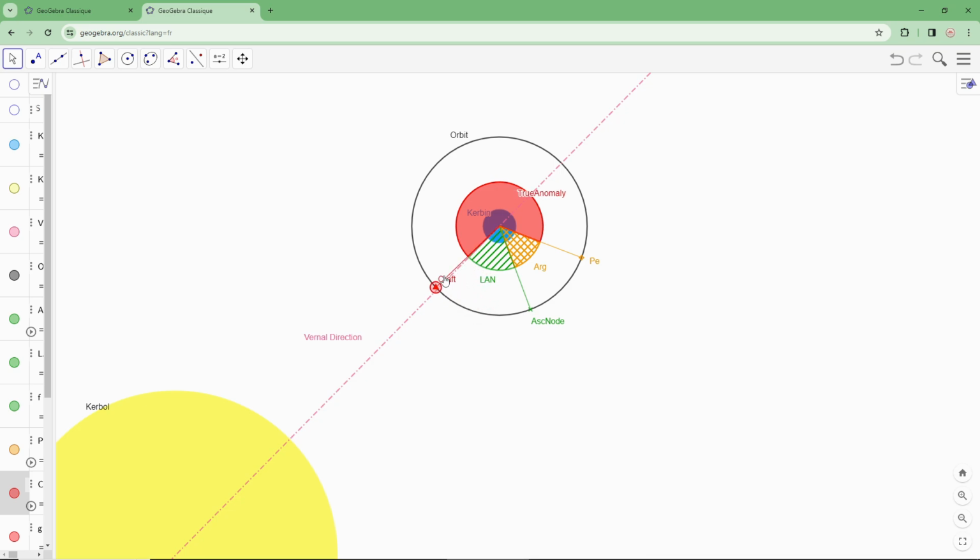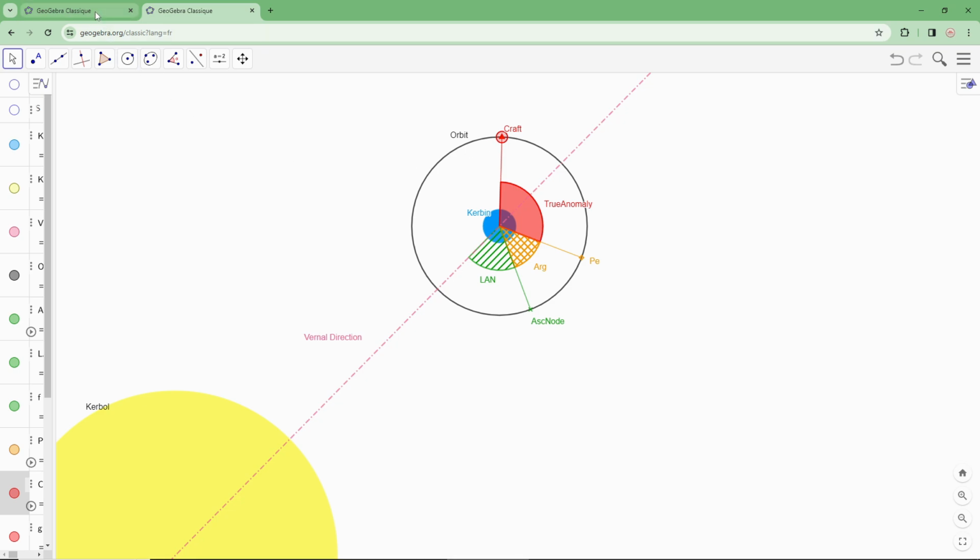Okay, so this is it. This is your angle from the reference, the vernal direction, of your craft. And you can calculate the angle of your craft like that. You can calculate the angle, for example, of the moon. And doing that, you can subtract the two angles to know the angle between your craft and the moon.